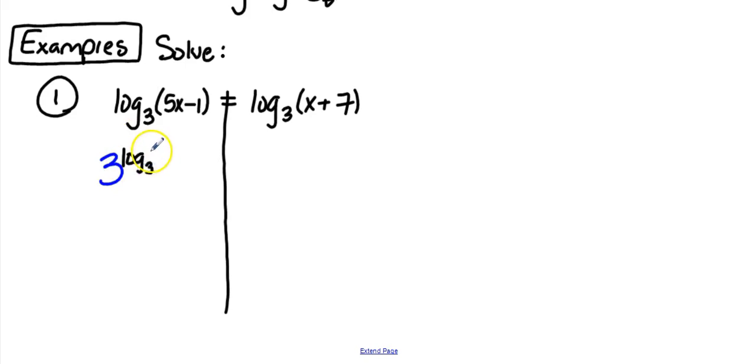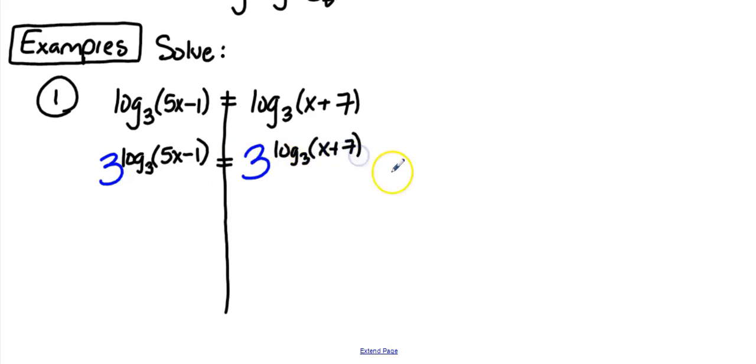Notice how careful I am to really make sure that the blue 3 that I just wrote is huge and that all of this is clearly part of the exponent. No confusion. Space is your friend. Use it. Again, over here, being really clear that that's a huge 3, and then this is up high and smaller. 3 and log base 3 cancel. 3 and log base 3 cancel. So that leaves behind 5x minus 1 equals x plus 7.